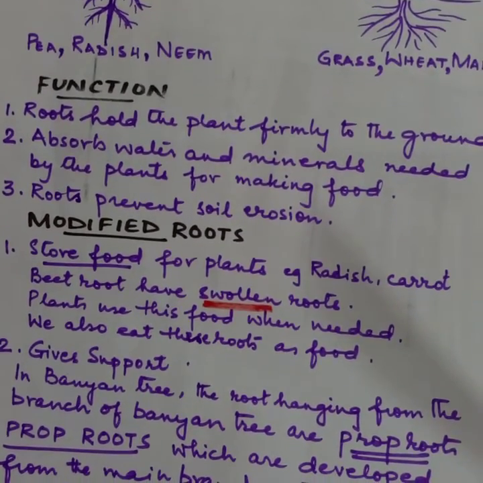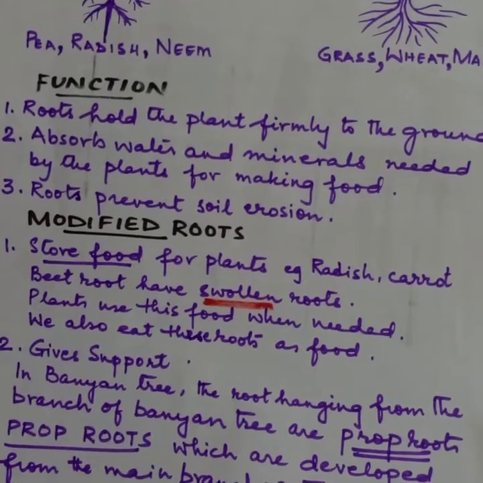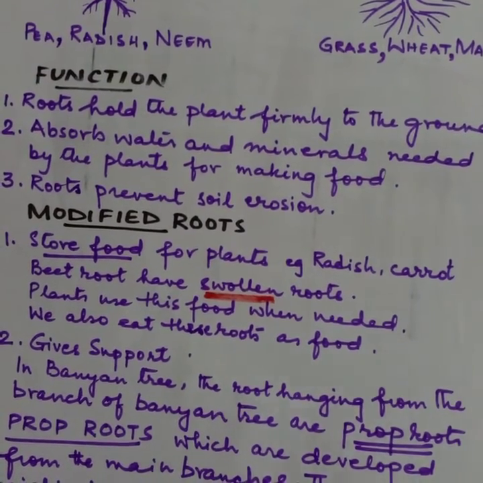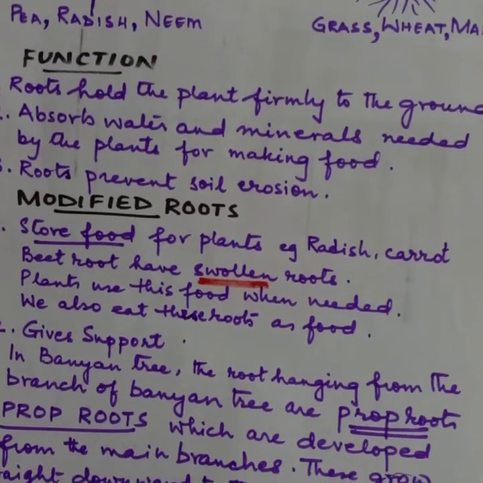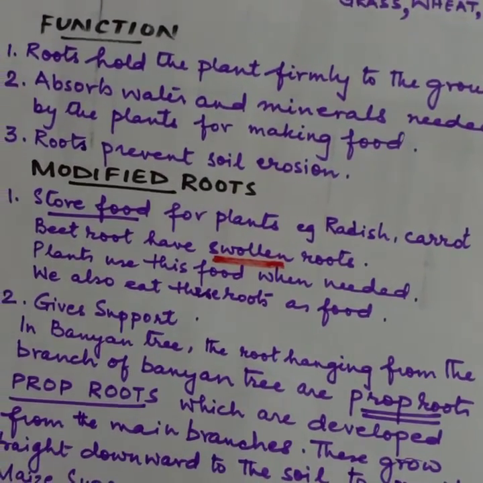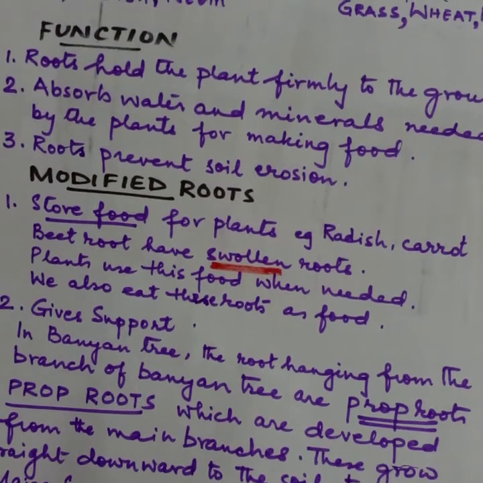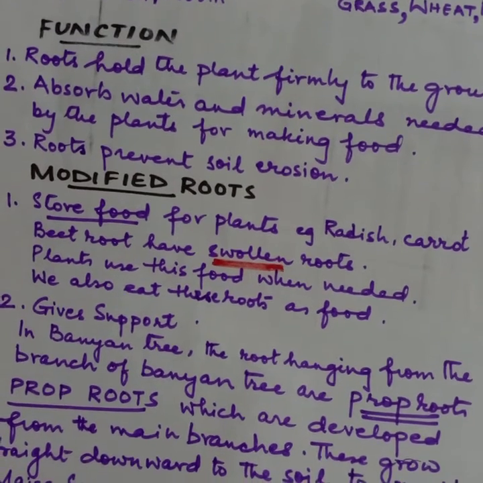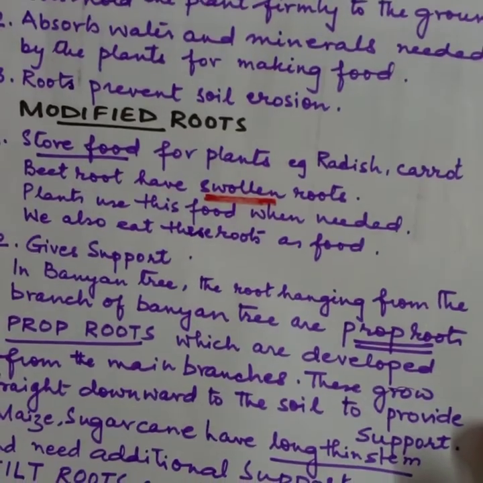Then there are some modified roots. Modified roots store the food for the plants like radish, carrot and beetroot. They have swollen roots. The plant uses this food when needed, and we also use these roots as food.